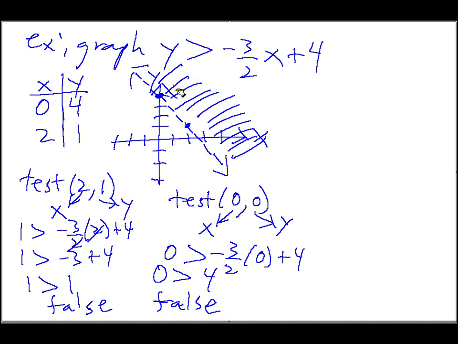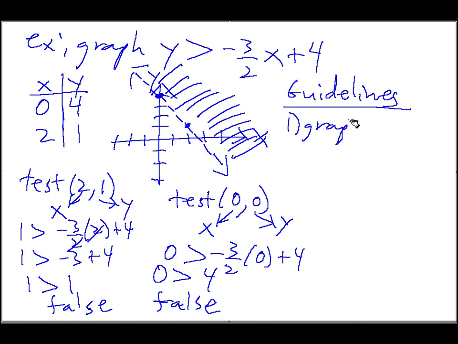So again, the key idea for this problem is what? If there's no equal sign on the inequality, you graph the line not as a straight through line, you use a broken line to graph it. Okay? So let's look at some of the guidelines that we have for you here. All right? So first, graph the y equal to mx plus b line.